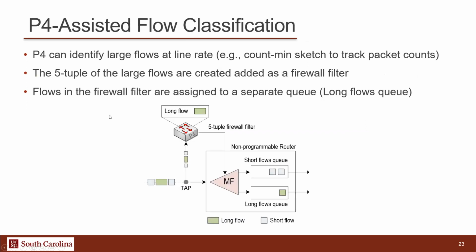And so what we propose is to have a P4 assisted flow classification. The idea is we can have a tap installed next to our non-programmable router, get the traffic, and have a P4 switch identify the large flow. In our implementation, we use the count-min sketch. This is a very well-known streaming algorithm to identify large flows or elephant flows. And then based on that flow that we identified, we construct a 5-tuple firewall filter for that specific flow.